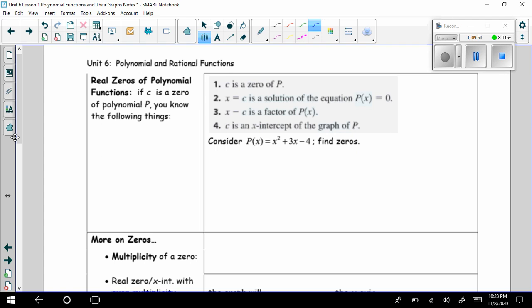So if c is a zero of a polynomial, you know all of these things. If I tell you that 3 is a zero, then x equals 3 is a solution, which means that x minus 3 is a factor, and 3 is an x-intercept.